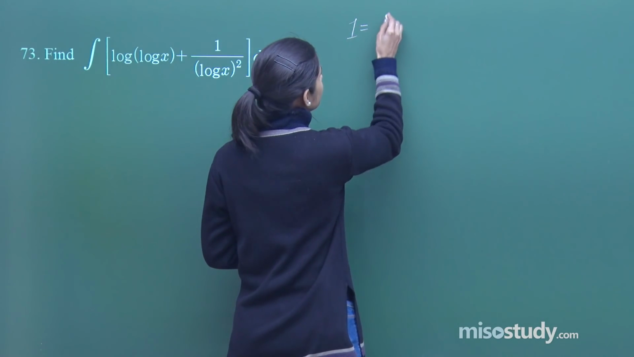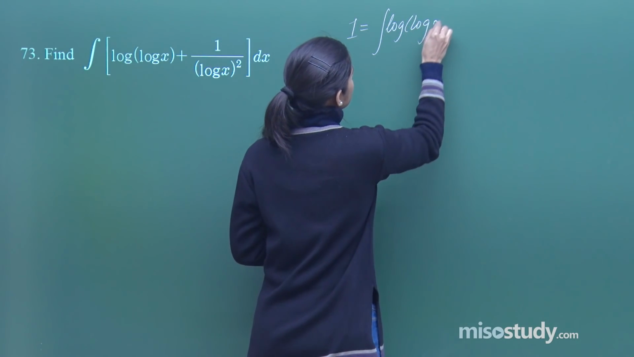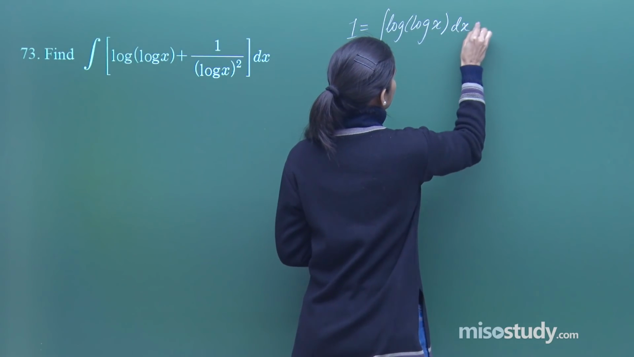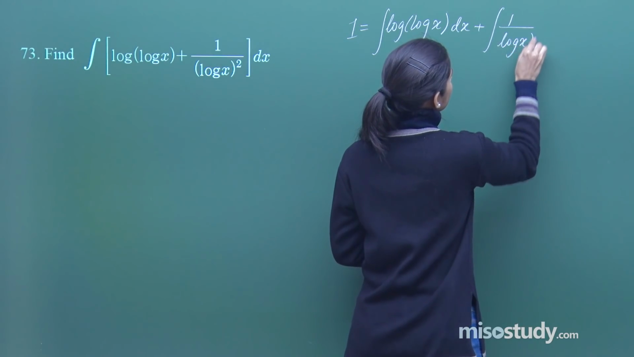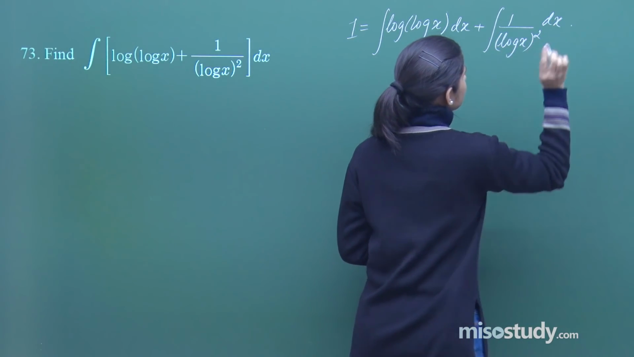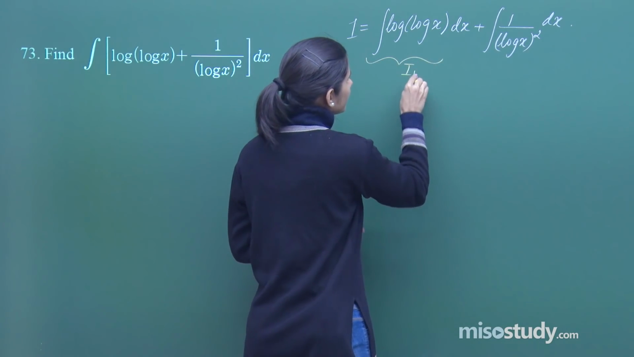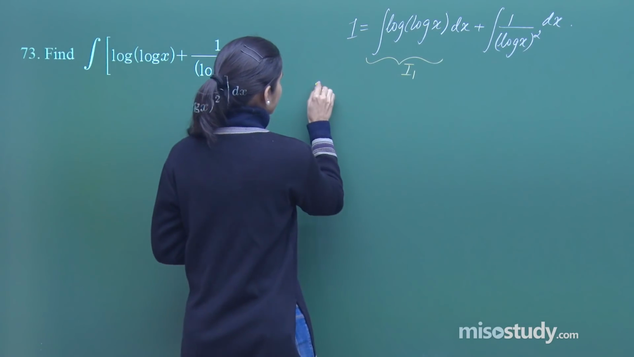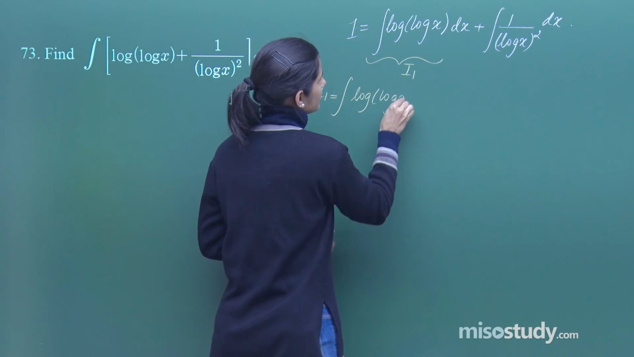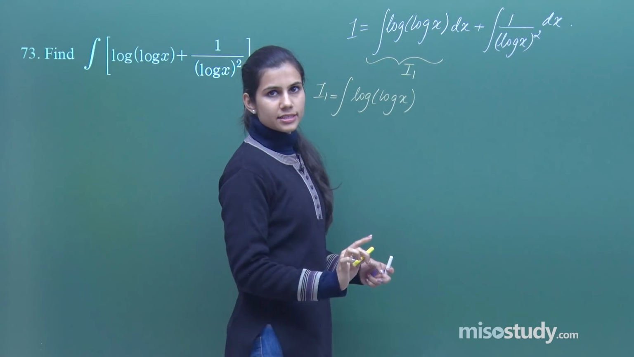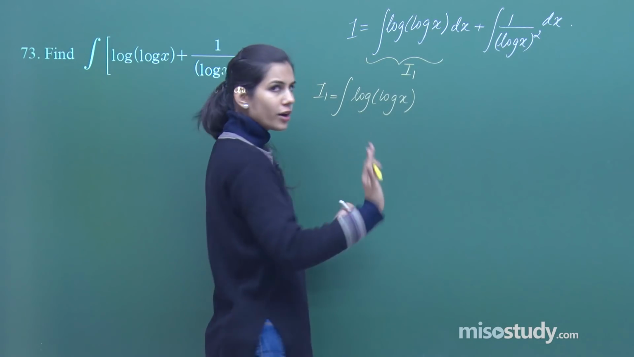I can write this integral as two parts. I will consider this as I and write it as integral of log x dx plus integral of 1 upon log x whole square dx, right? I will be considering the first as I1. So let's separately solve I1. I1 is integral log x. Now this is log of log x, it's not a product of two functions.